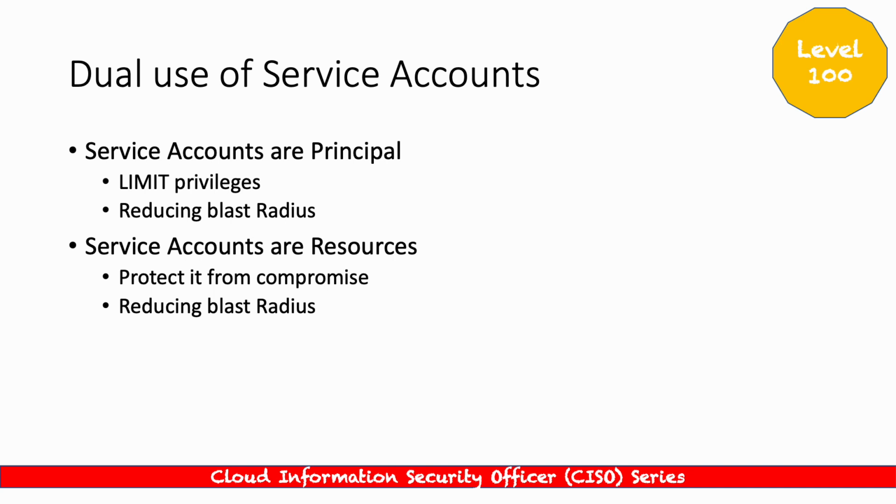We want to make sure that if something was to happen, we're limiting the scope, the area in which the actual incident happened. So again, reducing the blast radius is a common theme between the two elements of principal and resources of the dual service here.